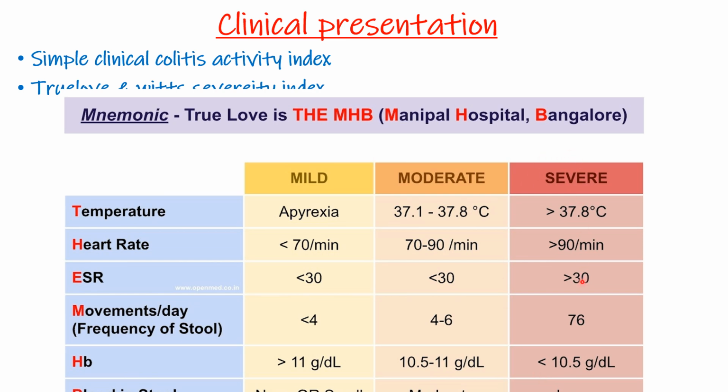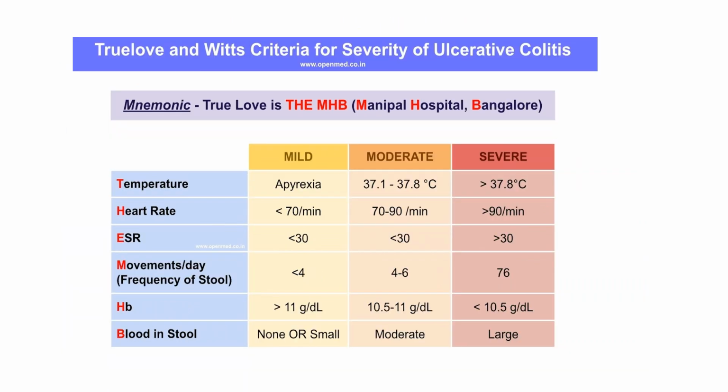The one I want you to know, which should be at your fingertips, is this last portion, because you cannot define acute severe ulcerative colitis without defining these last 5 aspects. So this is just a repetition, as you have said. Temperature, heart rate, ESR, stool movements per day, 4 to 6 and greater than 6, HB, and then blood in stool, which could be none, moderate, and large.